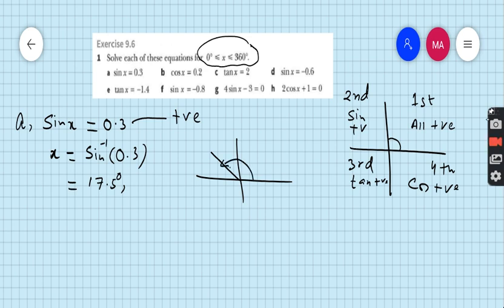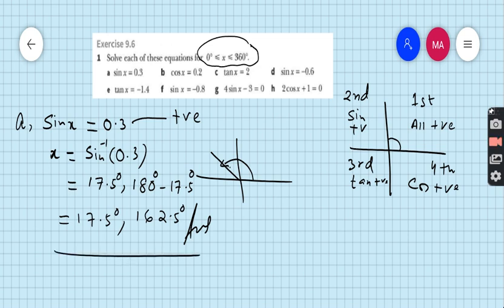So this value should be found by subtracting 17.5 from 180. Why? Because the value of the second quadrant is 180. Therefore 17.5 degrees, and 180 minus 17.5 is 162.5. This is our final answer: 17.5 degrees and 162.5 degrees.